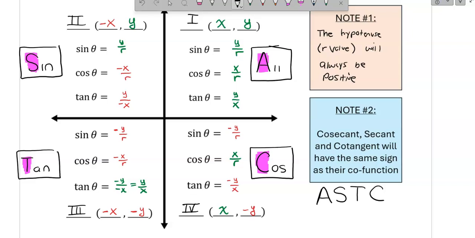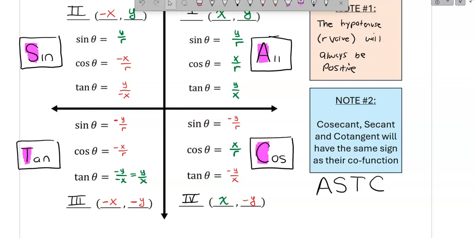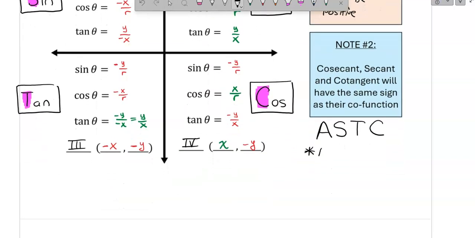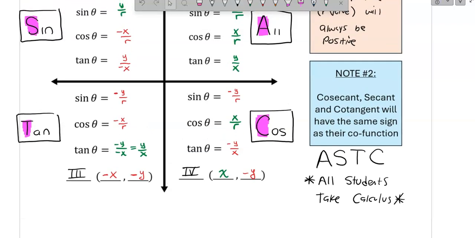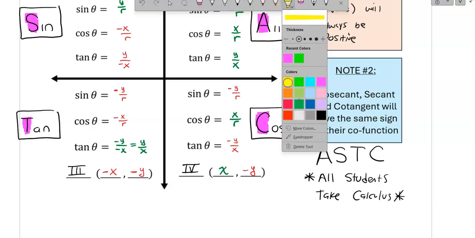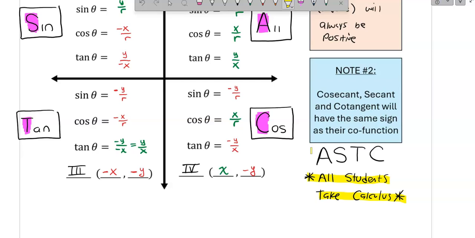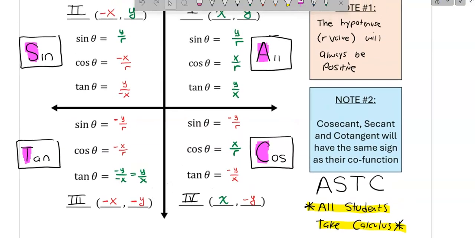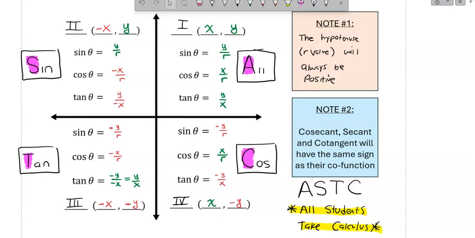Now, there is a silly, what I call mnemonic device, which helps us remember ASTC as we're looking through the quadrants. And that is, I like to use the phrase, all students take calculus. And just take it as your geometry teacher loves calculus, he teaches calculus, and that's why I believe all students should indeed take calculus. And because of that statement, it will hopefully help you remember where trig functions are positive and where trig functions are negative. And we're going to work in the coming lessons on developing that skill and becoming more proficient in that. But that's it for this video, and that is part 1 of this lesson.